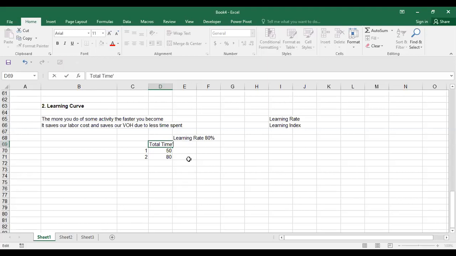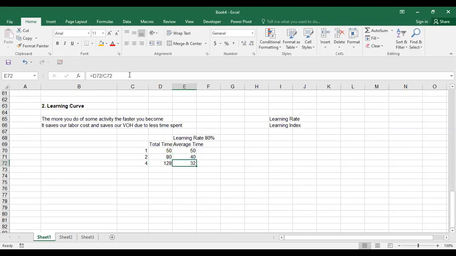And here I will calculate my average time. My average time will be 50 divided by 1, and here the average time is 40. So you can see that is an 80% effect. Now if you go to 4 units, 4 units should actually be taking 40 times 4, which is 160. But it is not taking 160. You have to multiply it by 0.8. So 4 units are taking 128 hours in total.